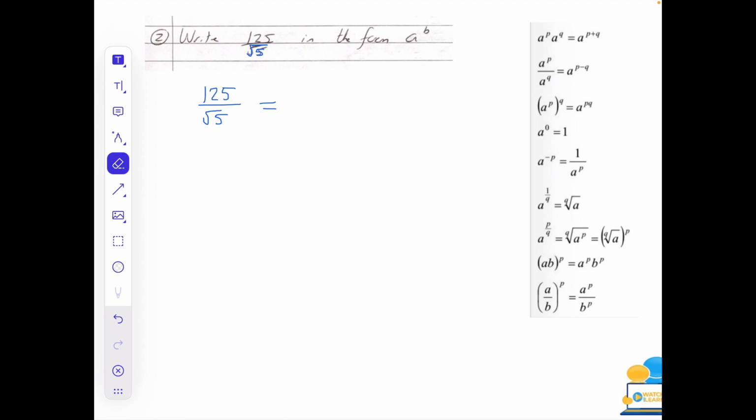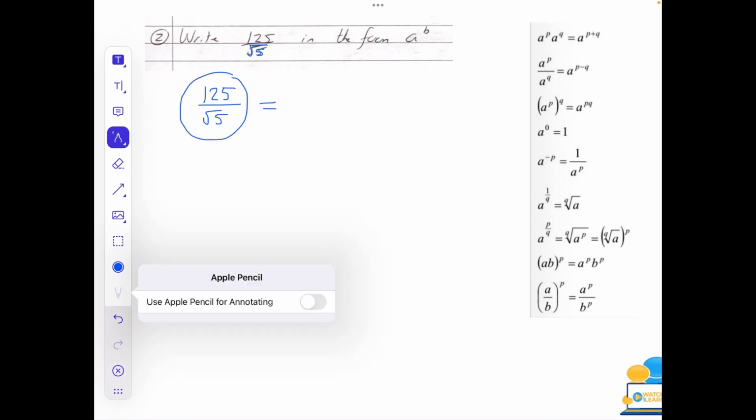Okay, so for this, I have a fraction. My first thought is, where do I see a fraction over here? I see a fraction up here.